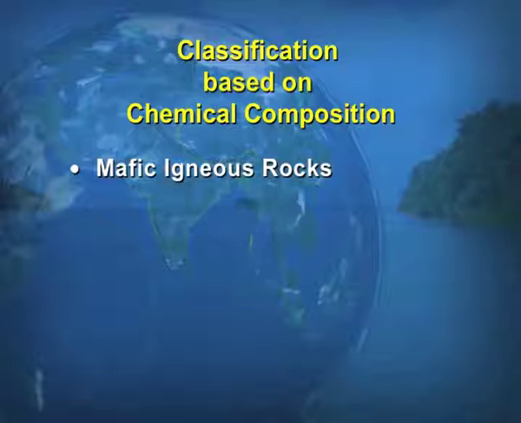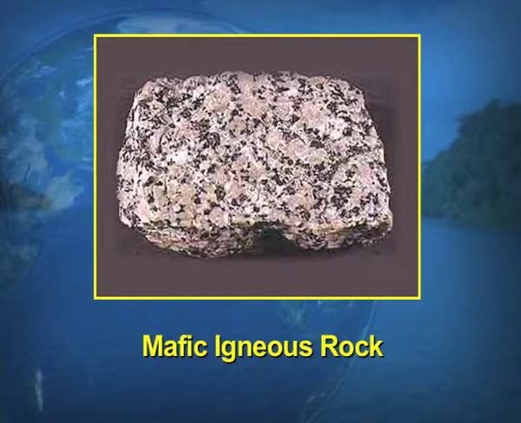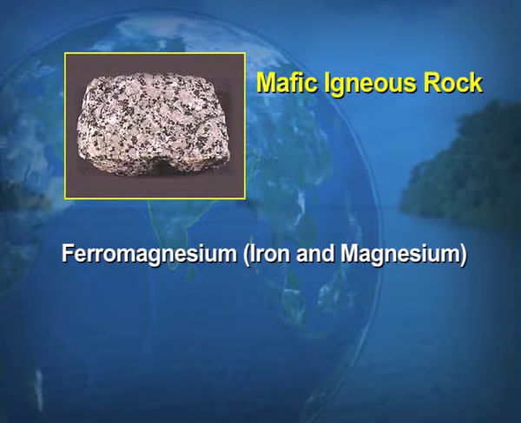Now, we take up the classification which is based on the chemical composition. So, dear students, on the basis of the chemical composition, the igneous rocks can further be divided into two types. One is the mafic igneous rocks and the second is the felsic igneous rocks. Now, look at the screens and you can view how the mafic igneous rocks look. So, mafic igneous rock means it is a combination of iron and magnesium. So, it is called the ferromagnesian mafic igneous rock.